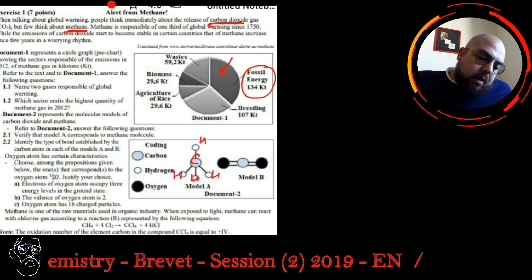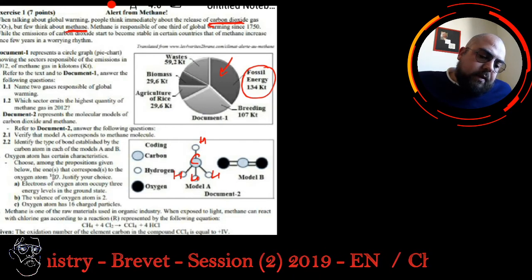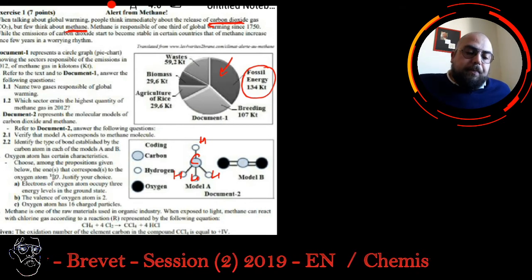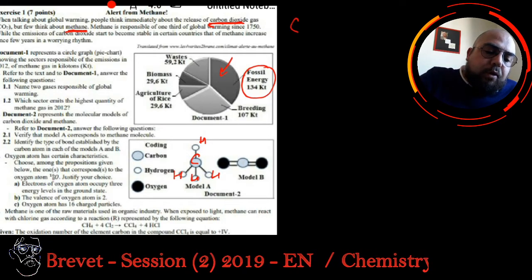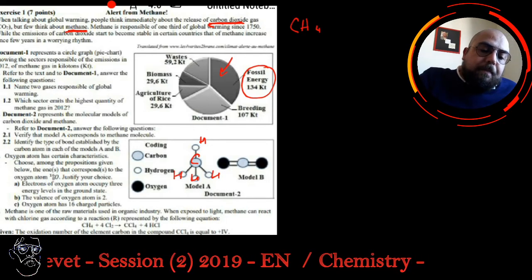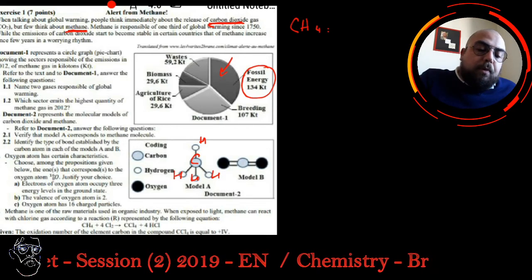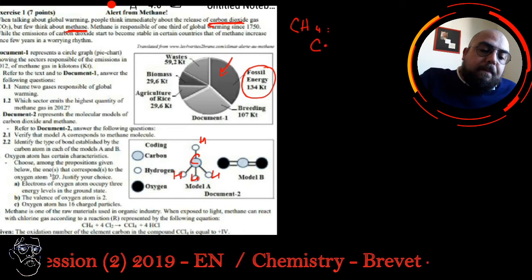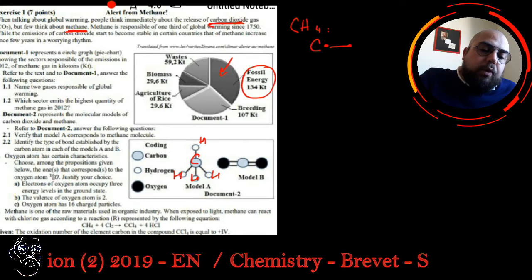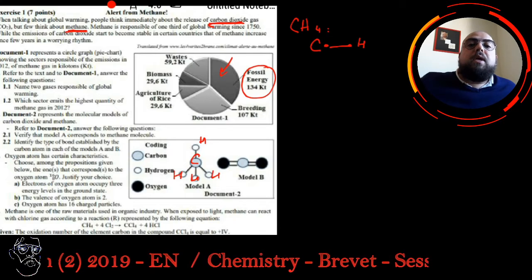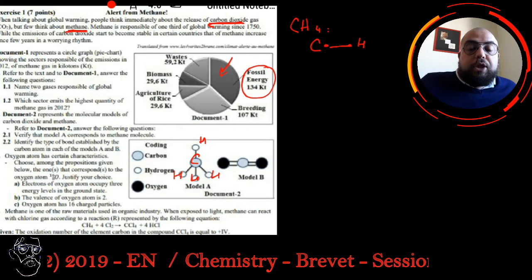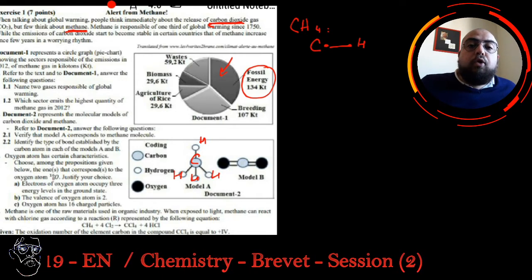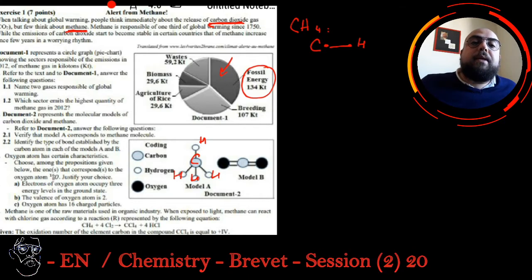Now what about the second question? Identify the type of bond established by the carbon atom in each of the following models A and B. In model A, which is CH4, C is making a bond which is covalent but simple. You have C with 4 valence electrons and 4 hydrogens, each sharing its unique electron with the 4 valence electrons of carbon in order to form 4 simple covalent bonds.